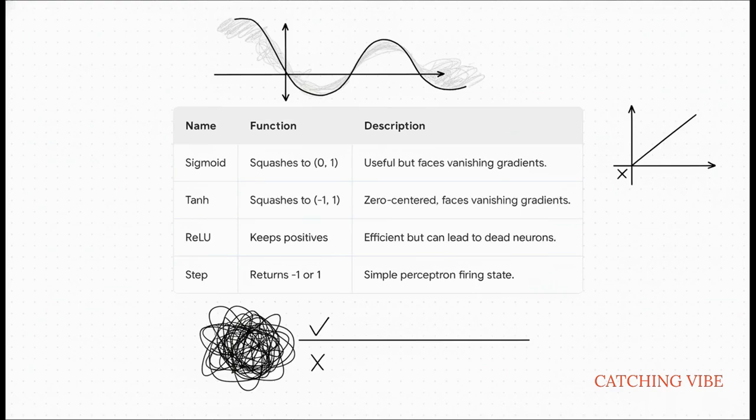But the major, absolutely critical takeaway here is that these functions must be nonlinear. Because without nonlinearity, no matter how many layers you stack up, your network is basically just one giant flat line that's completely incapable of learning anything complex.